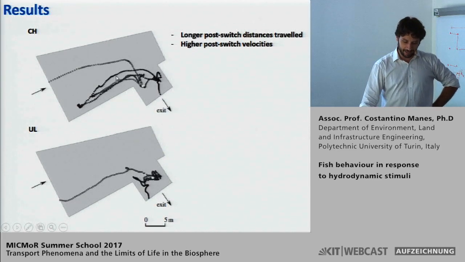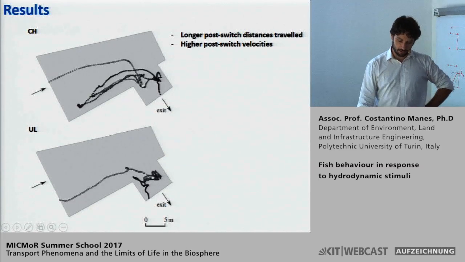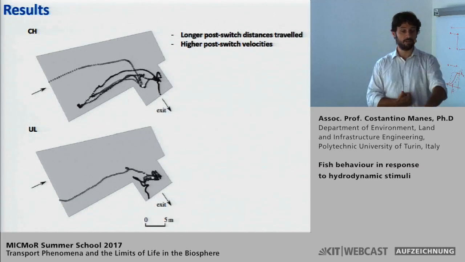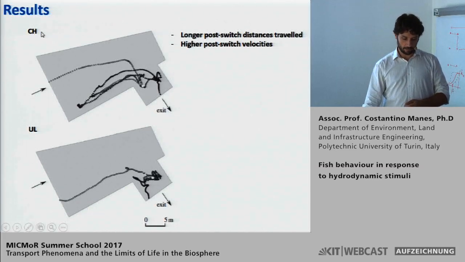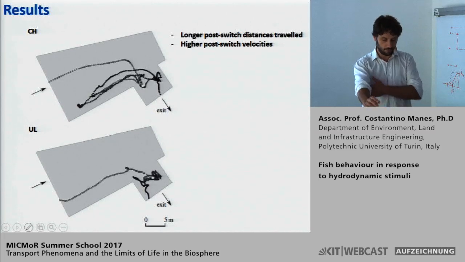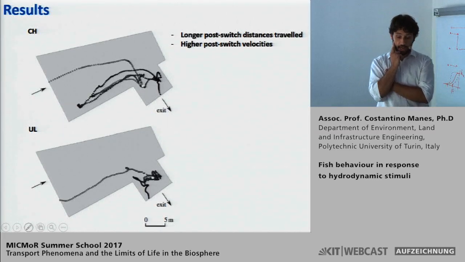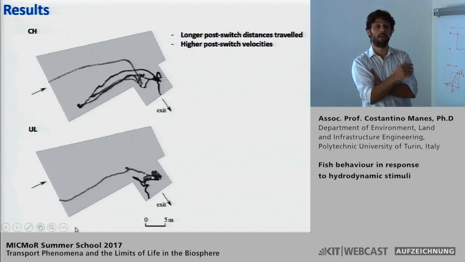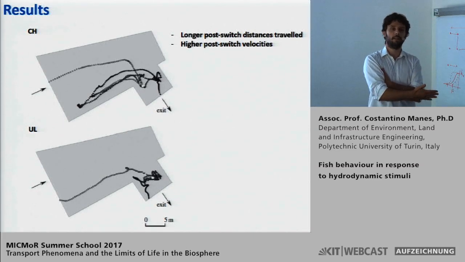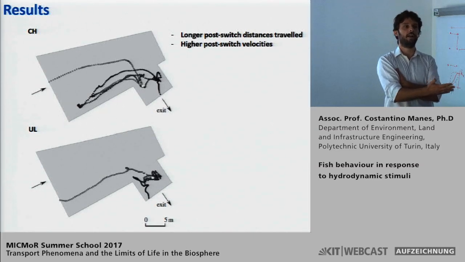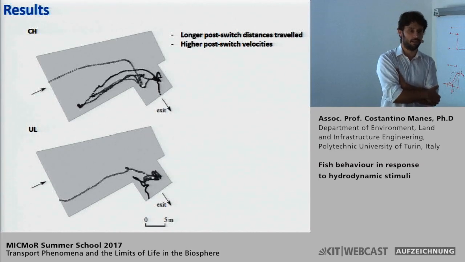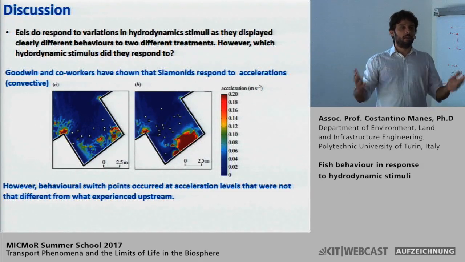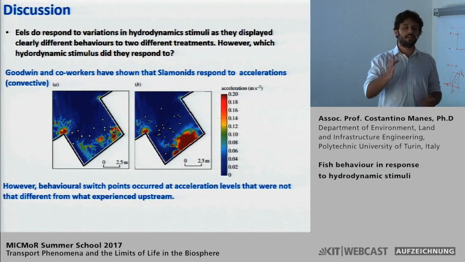Okay. We did some analysis of these trajectories, and the results were pretty intuitive. There were longer post-switch distances traveled in the constricted case, much longer than the fully open, and much higher post-switch velocities of the eels. So the eels in the constricted case swam away really fast, indicating that they got scared for some reason. Okay, they felt the constricted area as a dangerous area. However, this kind of makes sense. This is consistent with the picture.